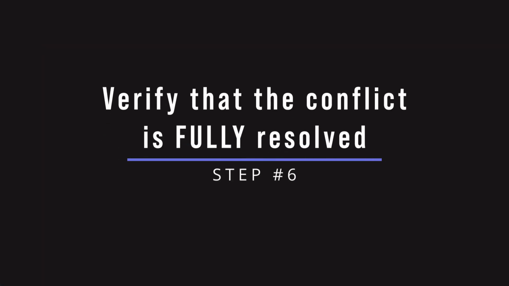Step number 6. Verify the conflict is fully resolved. So you need to have another open discussion with conflicting parties. Now you need to ask them directly if they feel the conflict is resolved, or there is still something going on and they are unhappy with it. After all the efforts, people may not want to escalate the conflict again, even if they are unhappy with the outcome.